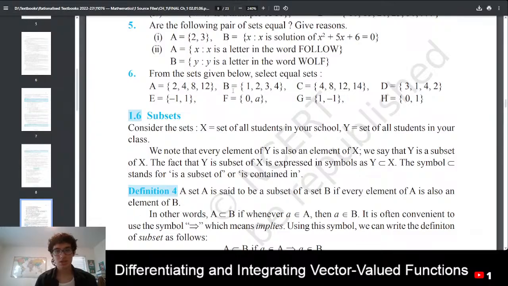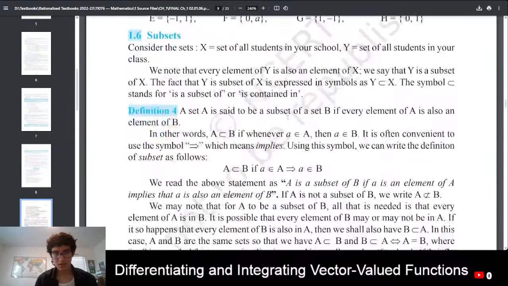From the sets given below, select equal sets. Okay, E and G. D and B. I think that's it.